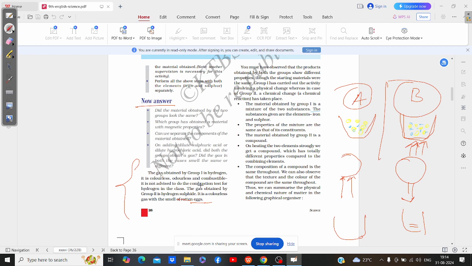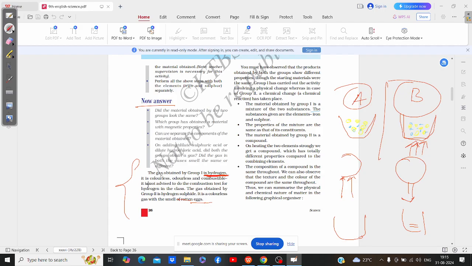So the gas obtained when the material is reacted with the carbon disulfide, one gas is evaporated. What is that gas? Hydrogen gas.